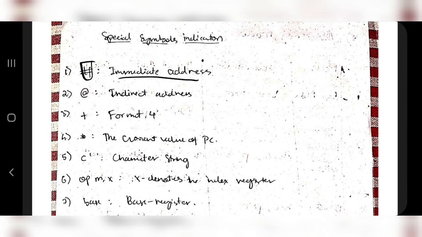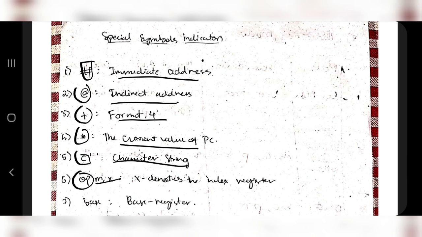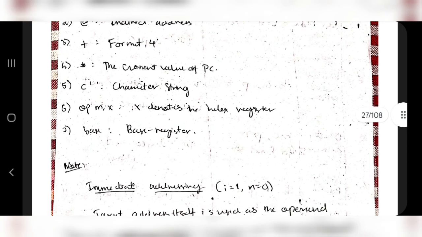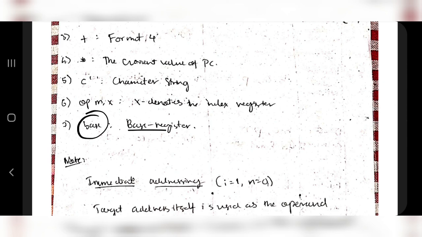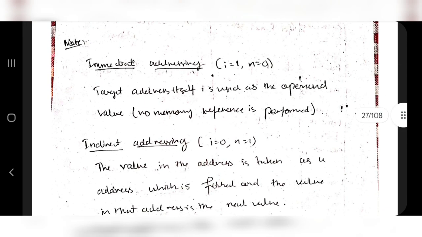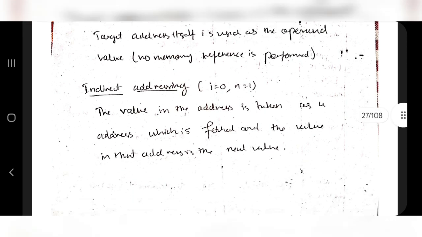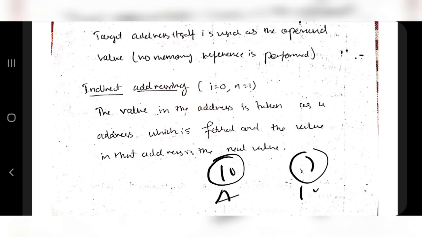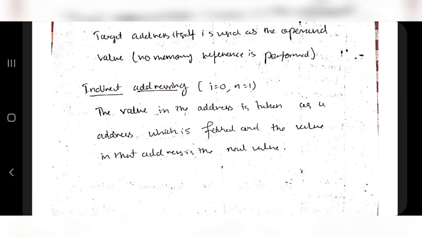Hash means immediate address, at means indirect address, plus means format 4, star means the current value of PC, C means character string, in OPMX the X denotes the index register, base means base register, and in immediate addressing, the target value itself is used as the operand. In indirect addressing, the value is fetched. See, what does indirect addressing mean? Again, I am telling, like A is 10 here and 10 is stored as 7 here. So A's value will be fetched, and what value is stored in that, that will be fetched. Okay, that is indirect addressing. N is equal to 1 in that case.